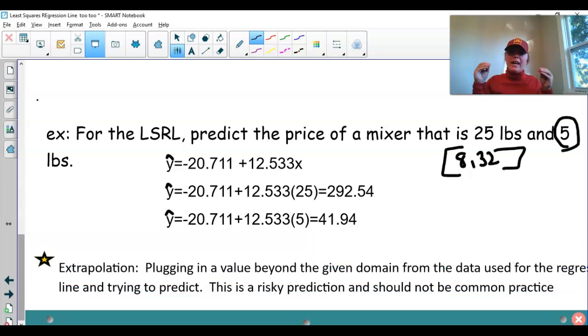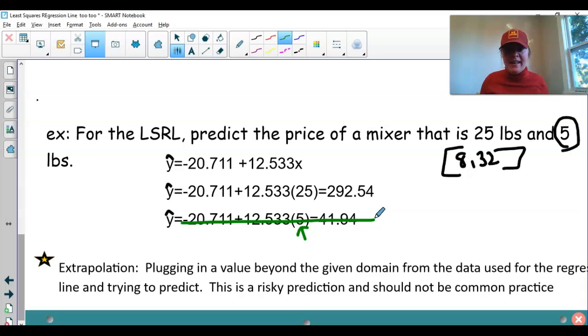Extrapolation is where we're plugging in a value beyond the given domain from the data used for the regression line, and we try to predict. This is a risky prediction and should not be common practice. So instead of actually plugging in 5, I should have stated that 5 is outside of that domain from the data that was used for the regression line. It's a risky prediction and I shouldn't do it.